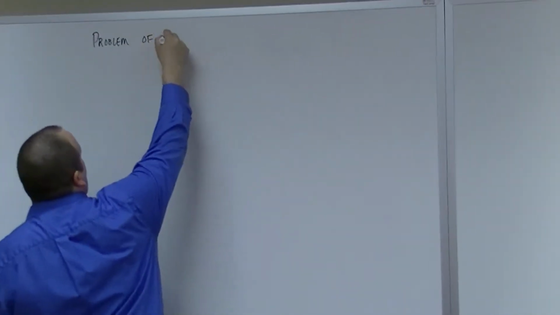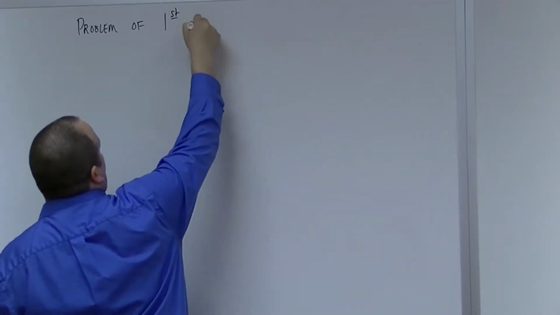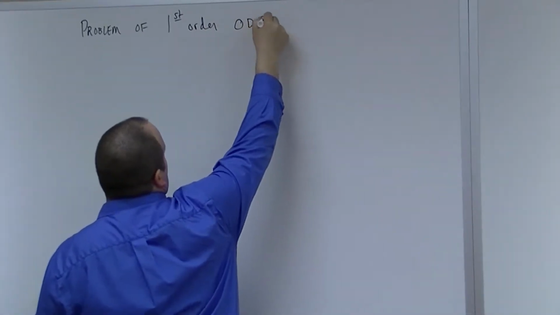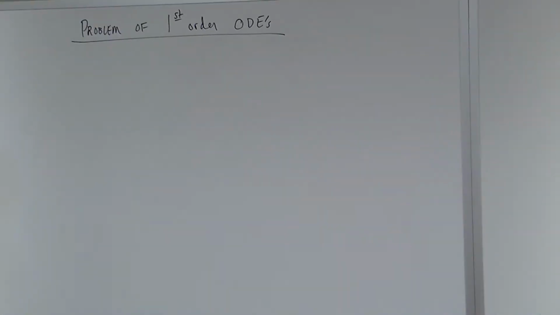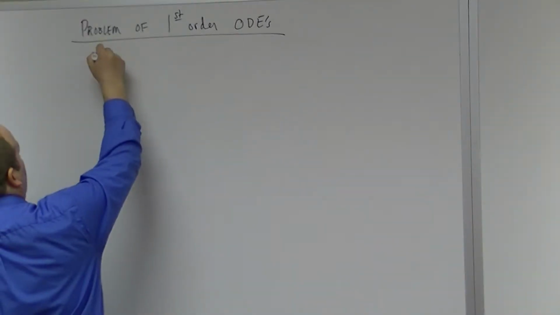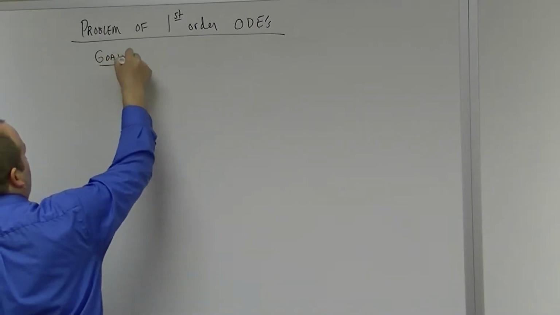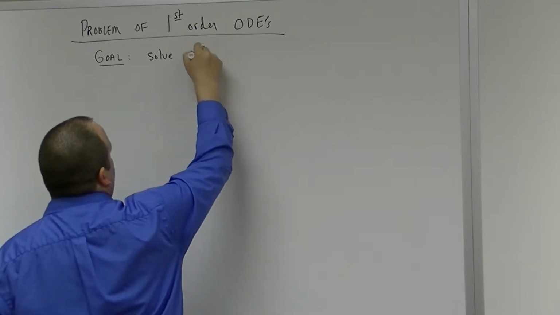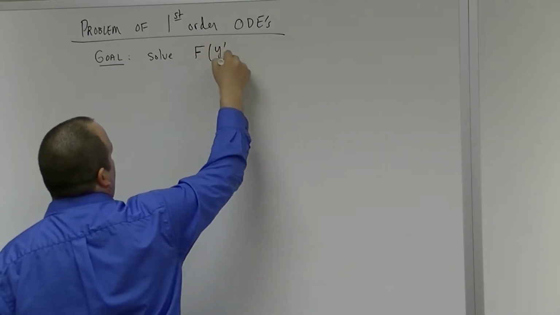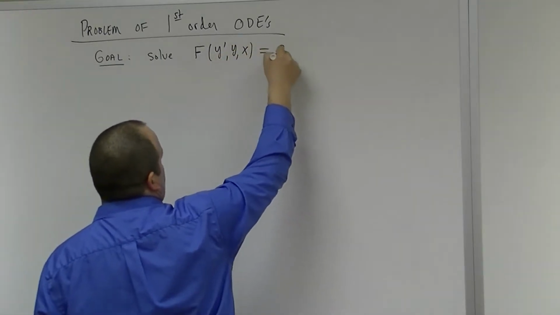Well, actually, we're going to look at a particular part of the forest. We're not yet to the point of looking at trees. So this is the first order. Okay, so what is a first order differential equation? Generically speaking, our goal is to solve something of the form f of y prime, y, x equals 0.